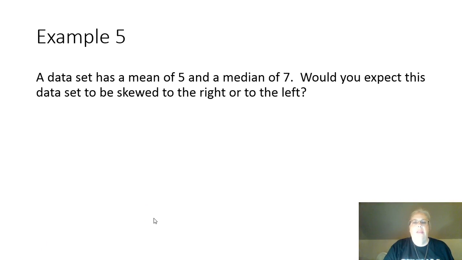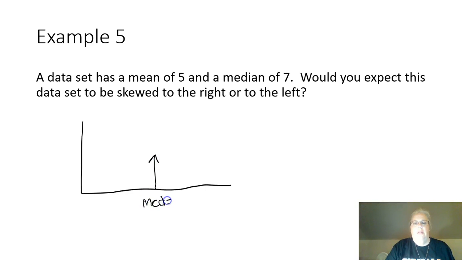Example 5. A data set has a mean of 5 and a median of 7. Would you expect this data to be skewed to the right or to the left? Well, again, let's take a look at the picture. Right. We have our data set that's been graphed, and we put the median right here exactly in the middle of the data. And we know that median is 7. Now the mean is 5, so that means it's going to fall over here on this side of the median.